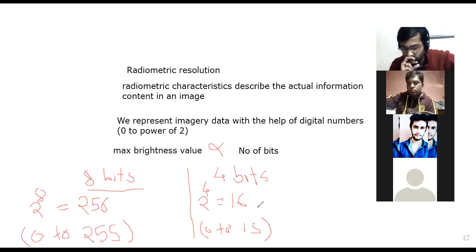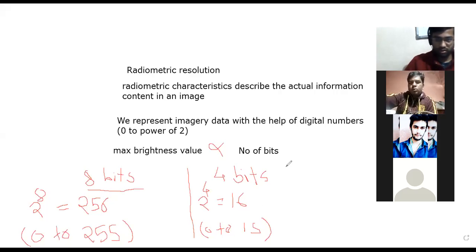Like this you can also have 2-bit imagery. If you have 2-bit imagery, you have a maximum of 2 to the power 2, meaning 4 digital numbers or 4 brightness values. If you compare this imagery, obviously as you increase the bits, you improve your imagery. The higher the number of bits, the greater the detail you can study from your imagery.